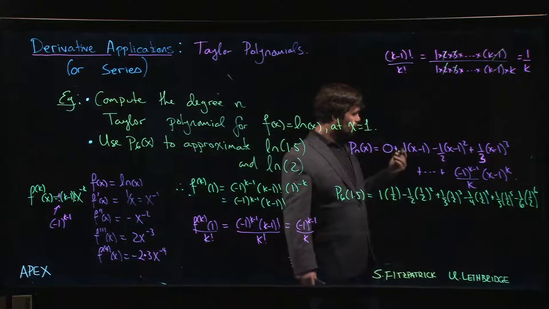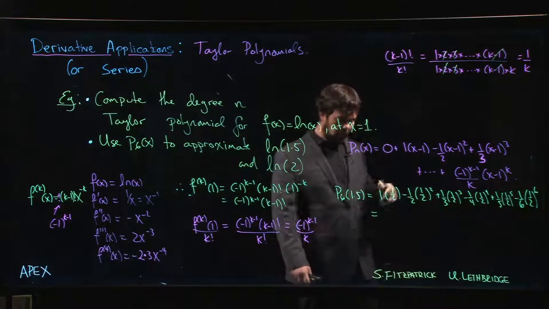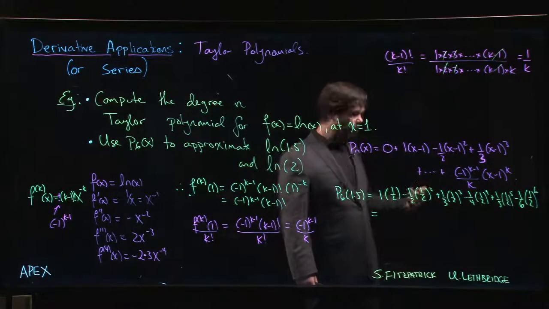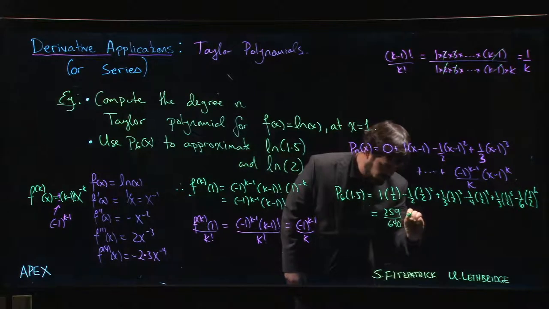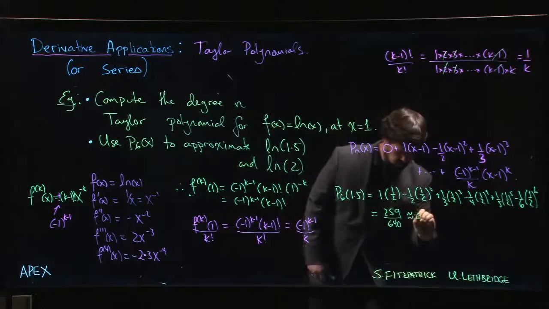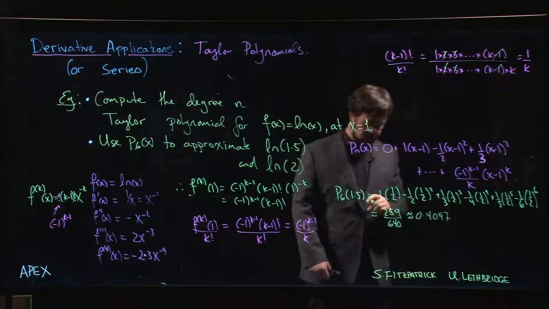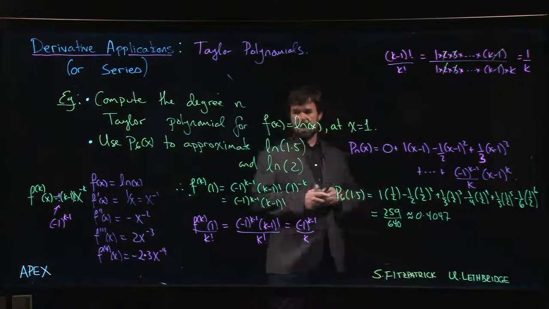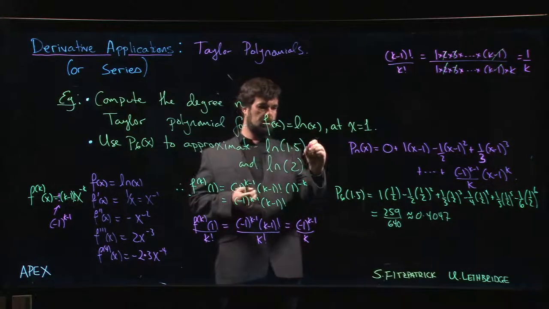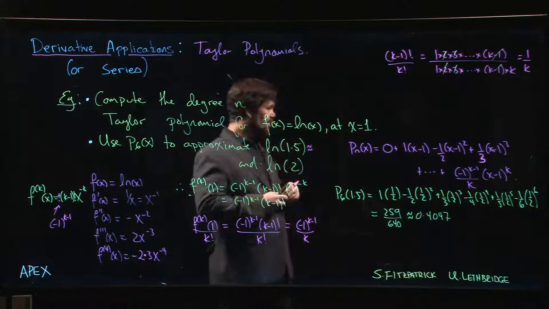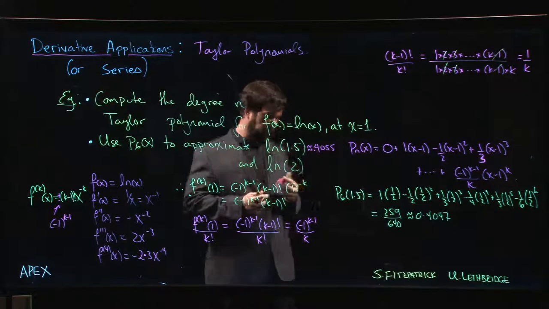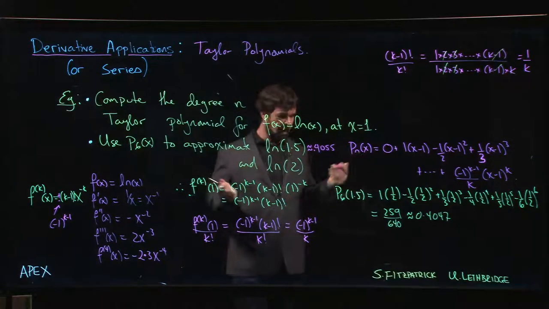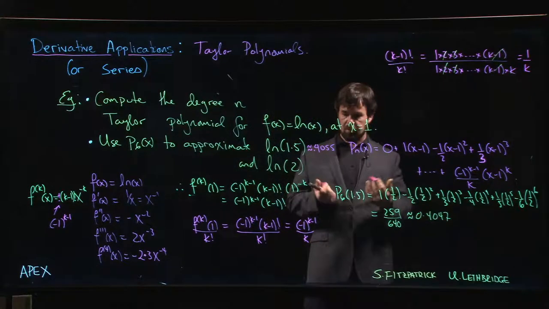Okay, now if you actually work that out and simplify, getting it over a common denominator, what you get is 259 over 640, or approximately 0.4047. And if you compare the actual value for the natural log of 1.5, if you look it up using your calculator, you're going to get 0.4055. Not bad. Accurate to 2 decimal places. We're only off by 1 in the third decimal place.